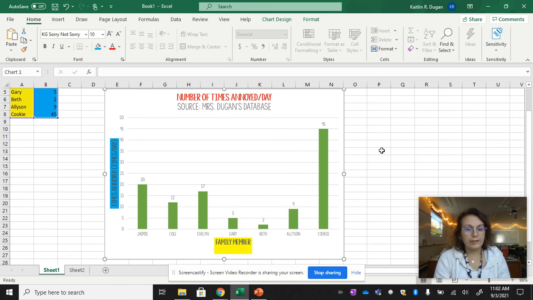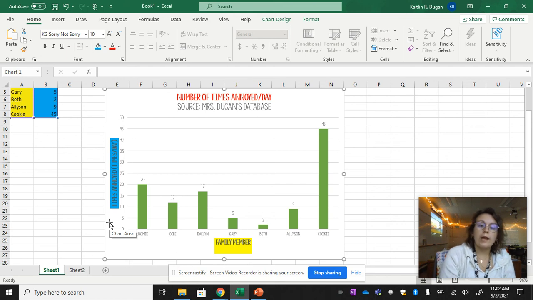Now, after we find out what the independent variable is, we need to find out, okay, what are we measuring? That's great that we have an independent variable, but what are we actually trying to see? And then we look over to the y-axis. And the y-axis in this case is the times that each family member annoyed me per day. Okay? So we now know what we're measuring and we now know what we are changing.